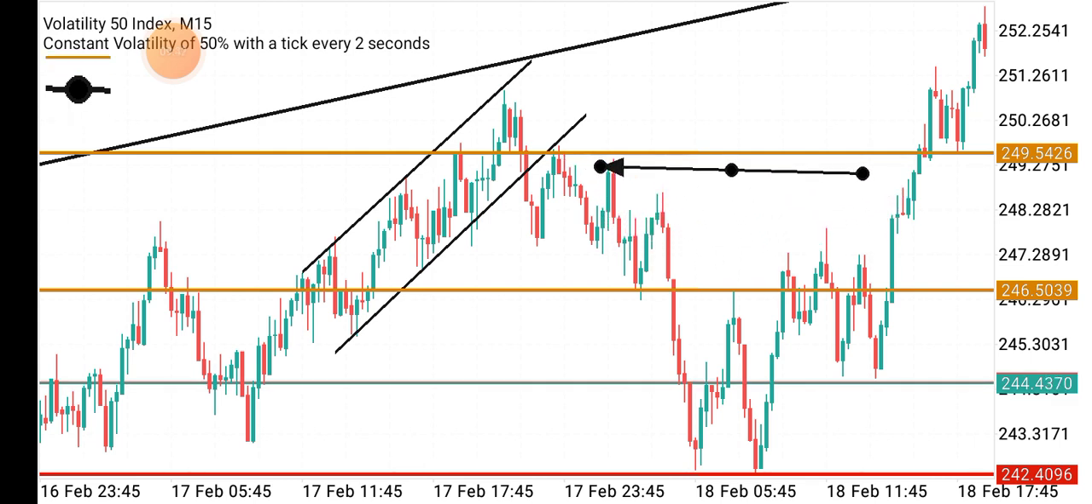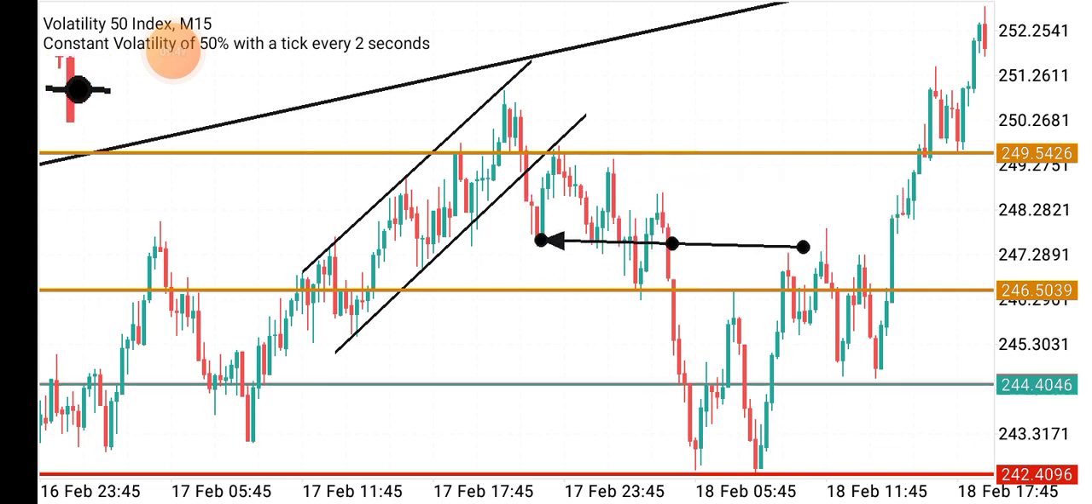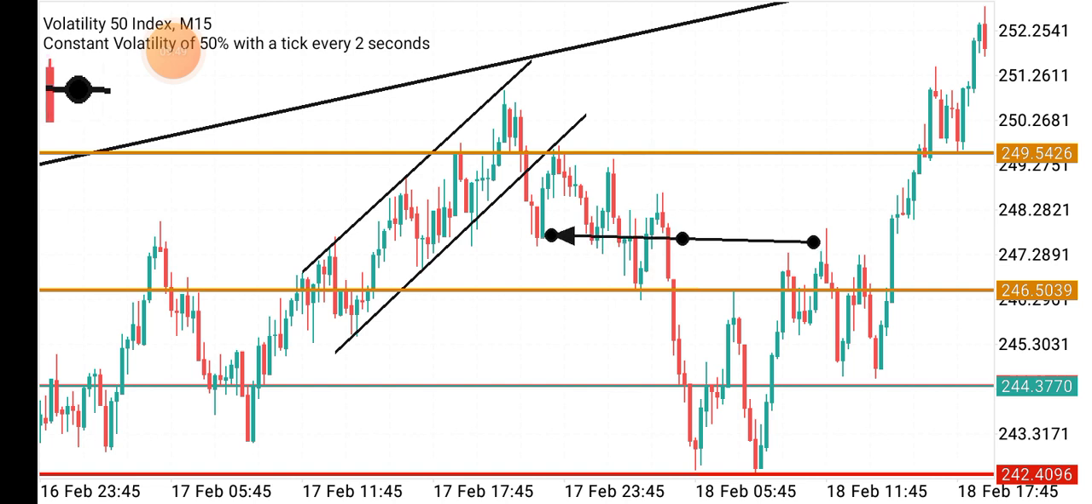You place your trade. You can just put your first stop loss here where the breakout stopped. You can put your first take profit right here. Then you can target this low, maybe for your third.